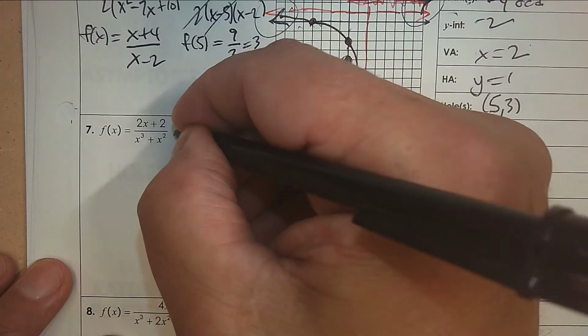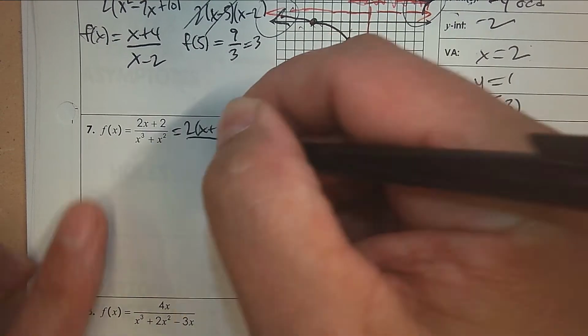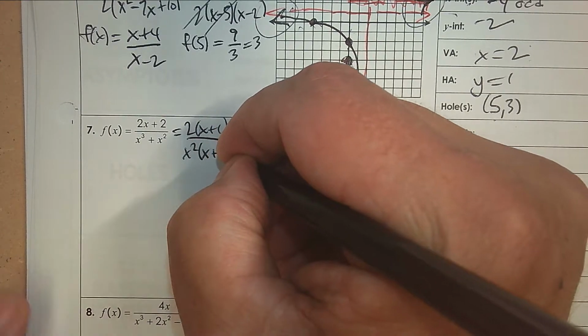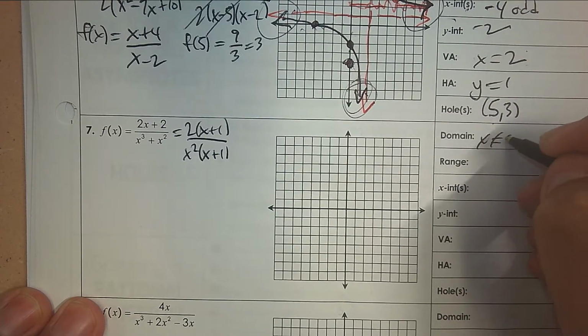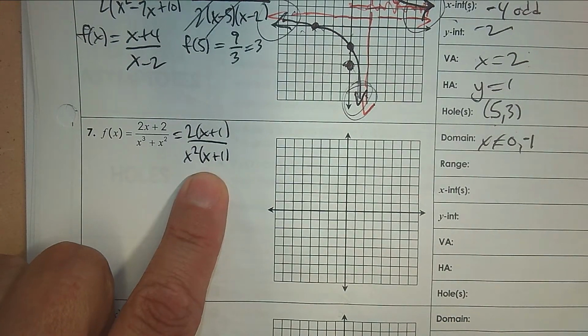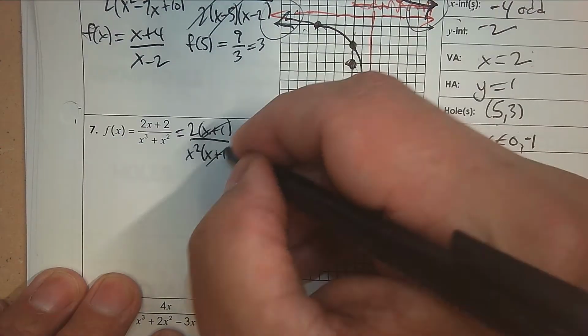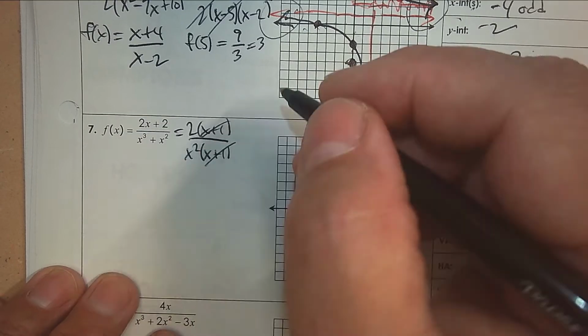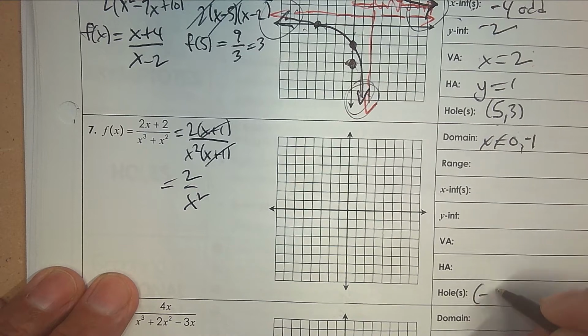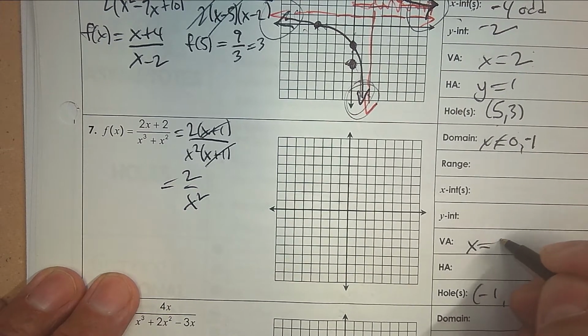So that's 2x plus 1. If I factor out an x squared, that's x plus 1. So x cannot be 0 or -1. That would make the bottom 0. X plus 1 removes, and you're left with 2 over x squared. So at -1 there's a hole, but at 0 there's a vertical asymptote.